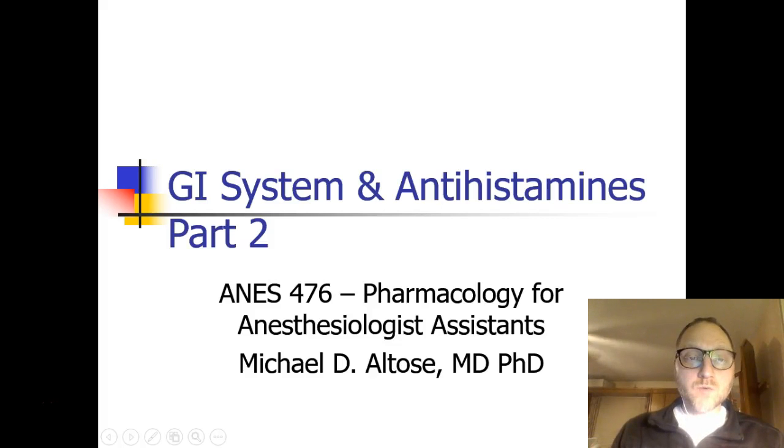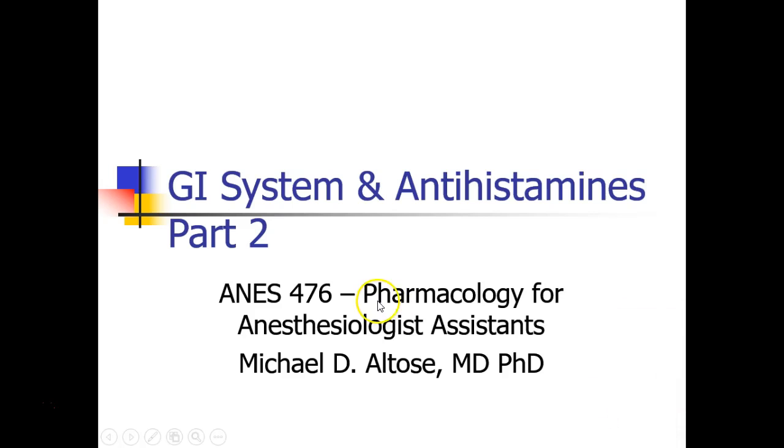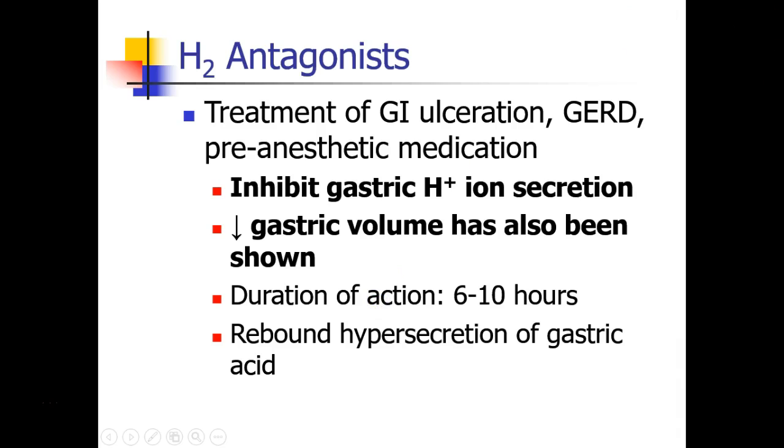Hi, this is Michael Altos, and we're continuing our discussion of the GI system and antihistamines, and this is part 2. We've spoken about the H1 blockers, the H1 antagonists, and now we're moving on to the H2 antagonists. Since we said that the H2 receptor is really our GI receptor, it's not surprising that H2 blockers are used in the treatment of GI problems like GI ulceration, gastroesophageal reflux disease, and sometimes as a pre-anesthetic medication.